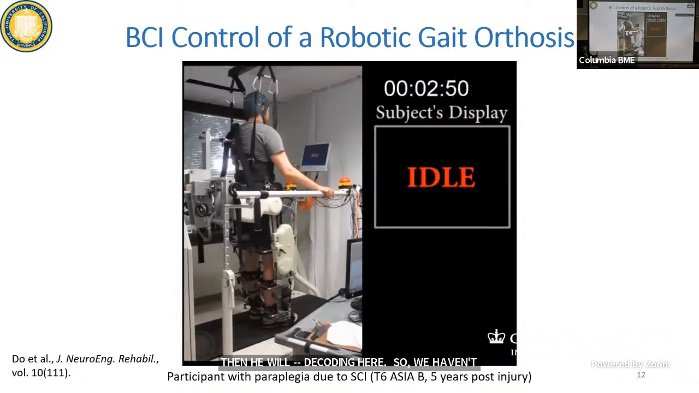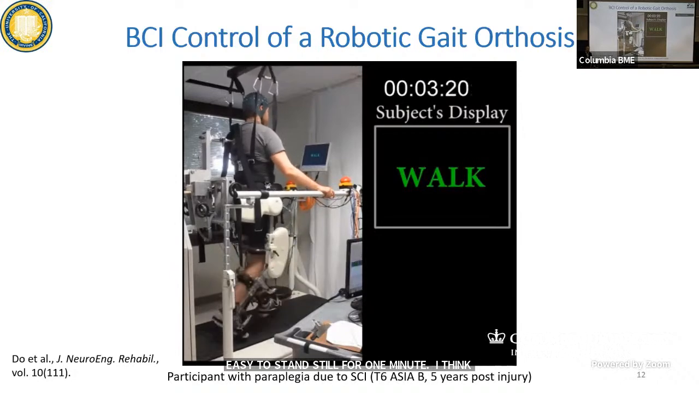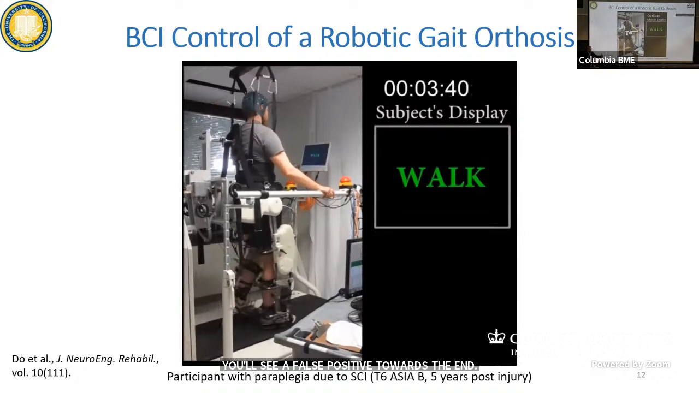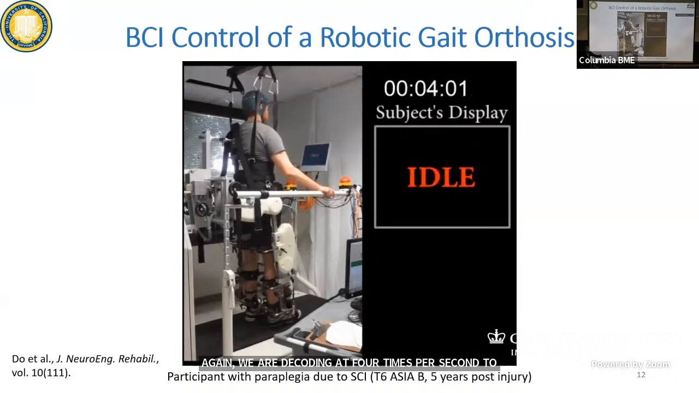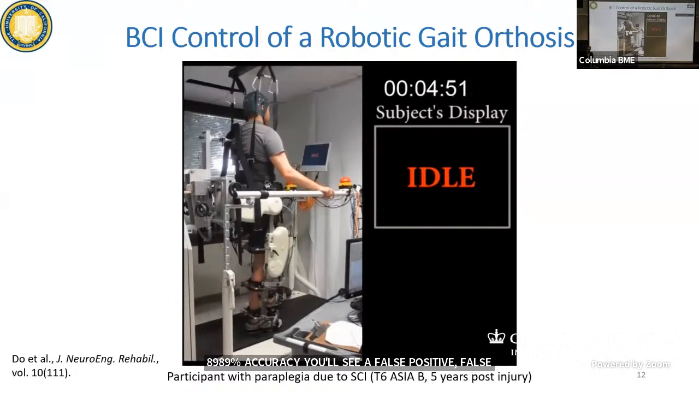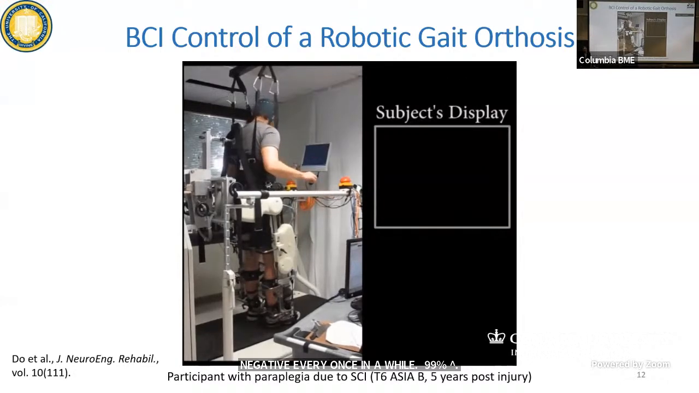This is not easy, to stand still for 1 minute. And I think you're going to see a false positive towards the end. And again, we are decoding at 4 times per second. So to get a full minute of action correctly decoded, you actually have to take 240 binary decisions in succession. Again, not very easy to do. Even at 99% accuracy, you're going to see a false positive or false negative every once in a while. And I think you're going to see it now. That's a false positive, but he was able to quickly let go of those thoughts.